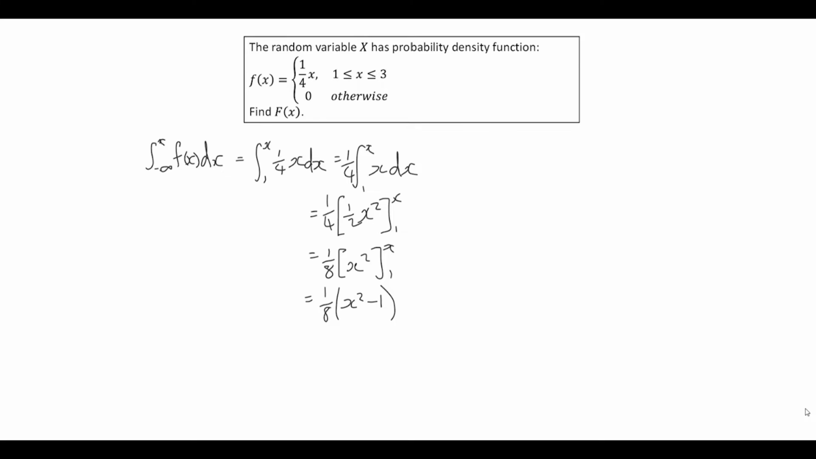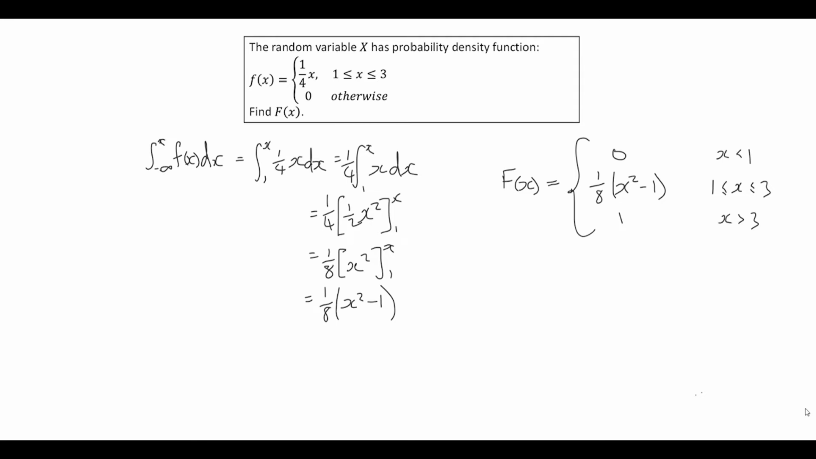Okay, so I'll just set out my brackets, capital F of x equals, and then this symbol is the piecewise symbol. This means that there's going to be multiple lines or multiple functions to follow from here for different intervals. So let's just start with the function we're working on. So 1/8 x squared minus 1. This is the function for x being in between 1 and 3, including the 1 and the 3. Any x value below 1 is going to have a probability of 0. That must be included. And any x value above 3 is going to have a cumulative probability of 1.